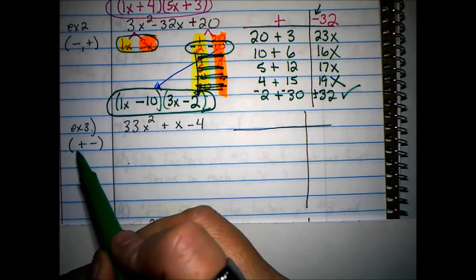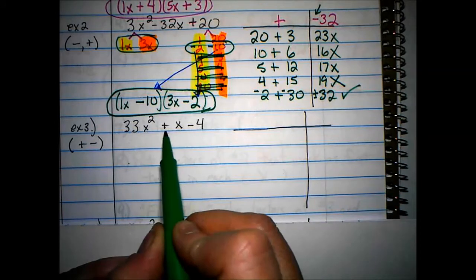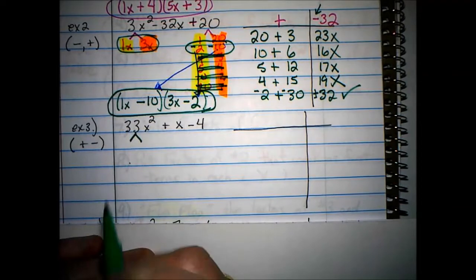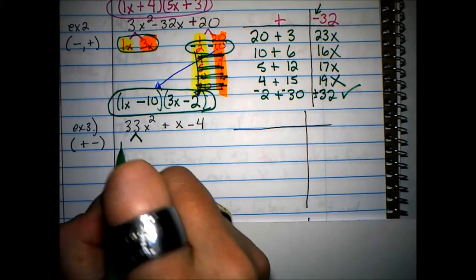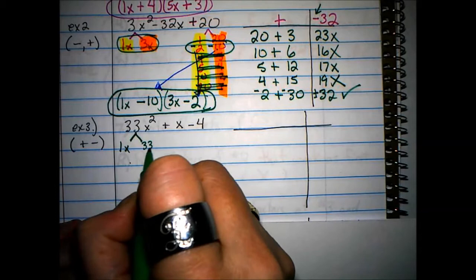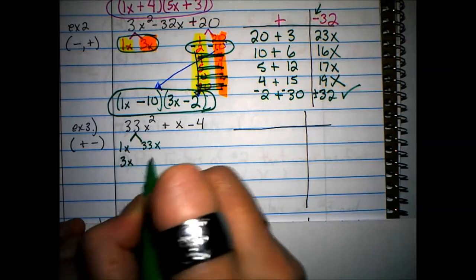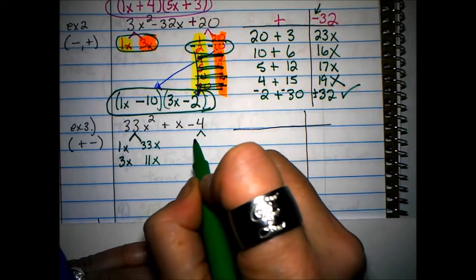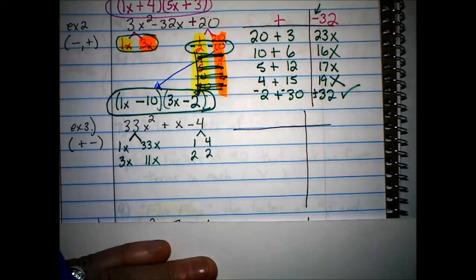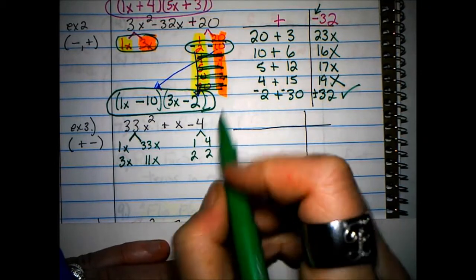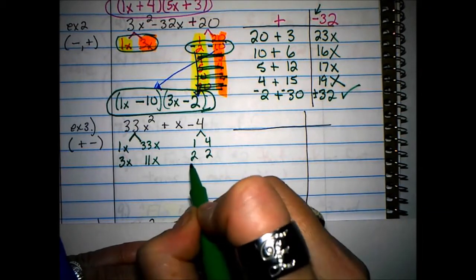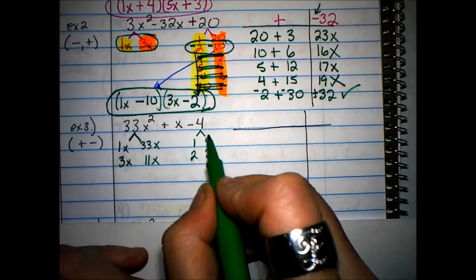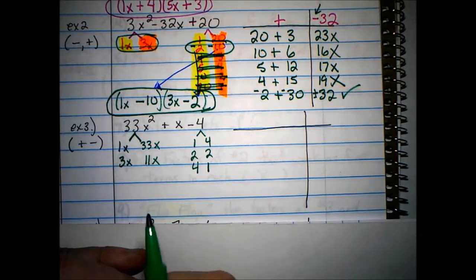Example 3. Here we have a plus minus setup in our problem. I'm going to find the factors of 33. That will be 1x and 33x. That will also be 3x and 11x. Factors of 4 are 1 and 4 and 2 and 2. Now if I continue on, notice the 2, if I was to write 2 and 2 again, I just repeat. So the only other term that I have to complete this would be the 4 and the 1.